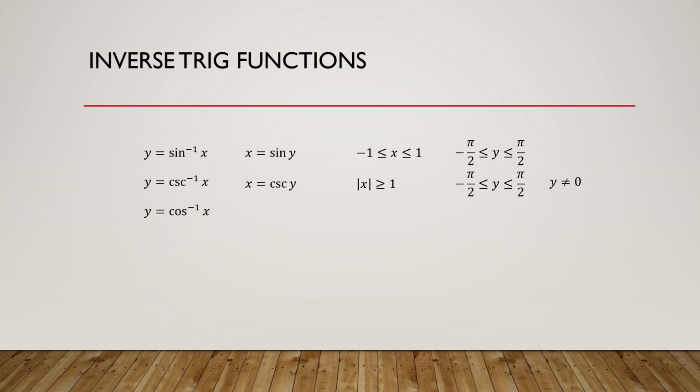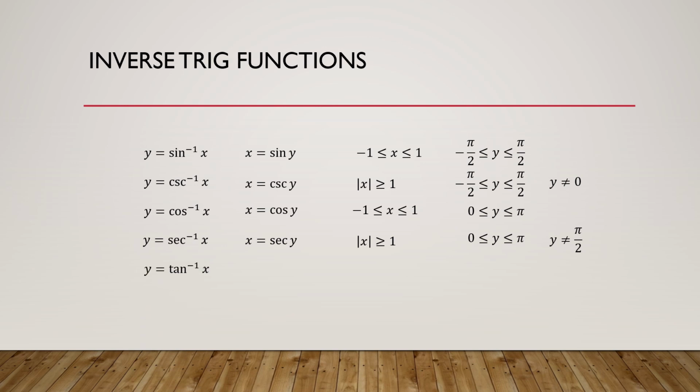Y equals arc cosine of x means x equals cosine y for x between -1 and +1, and y is between 0 and pi. Y is equal to arc secant x means x is equal to secant y for the absolute value of x greater than or equal to 1, and y between 0 and pi, and y not equal to π/2. Y equals arc tangent of x means x equals tangent y for all real numbers x, and y between -π/2 and +π/2. Y is equal to arc cotangent x means x is equal to cotangent y for all real numbers x, and y between 0 and pi.